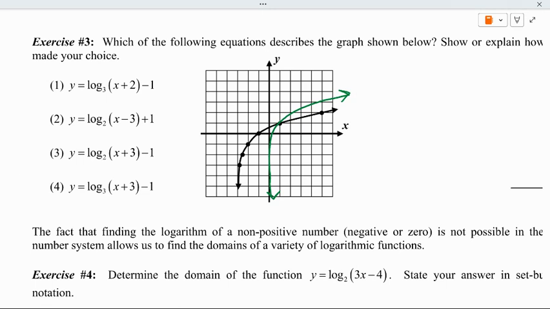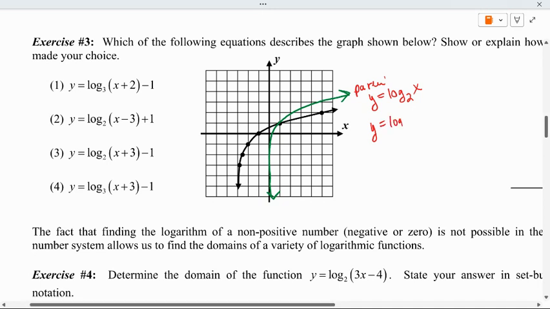If I think about when I learned how to transform functions, if this is the parent function, y equals log base 2 of x, or y equals log base 3 of x, how much does it move? Is it moving to the right or to the left? Looking at the parent function, which is green, how does that black graph move?